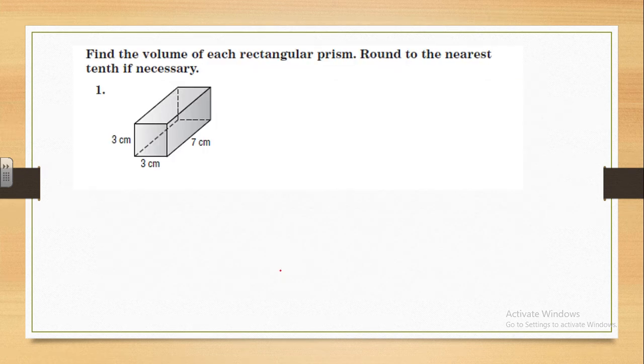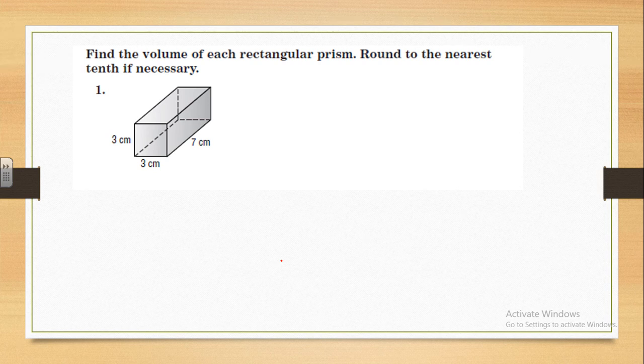So let's see the first question we have today. Here he wants you to find the volume of each rectangular prism, rounding to the nearest tenth if necessary. So you need to find the volume, and if we have a long decimal number, we can round to the nearest tenth. Okay? Are you ready to start?